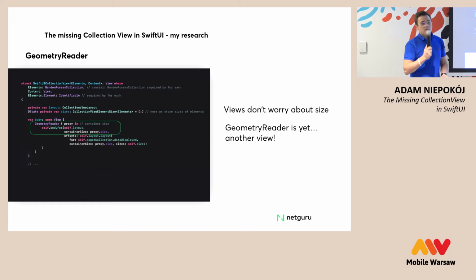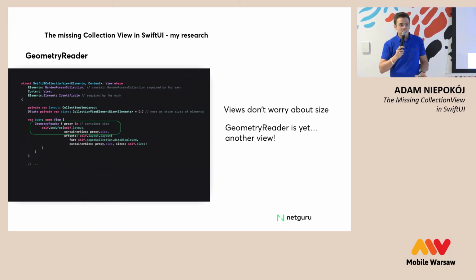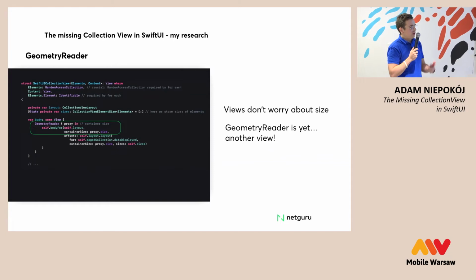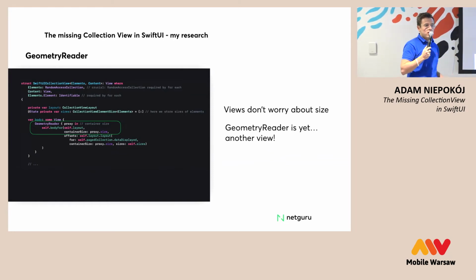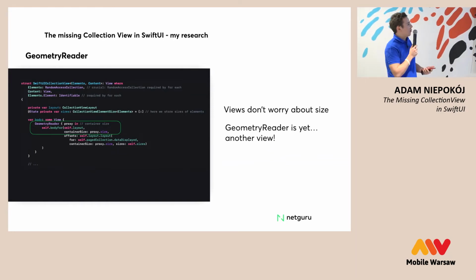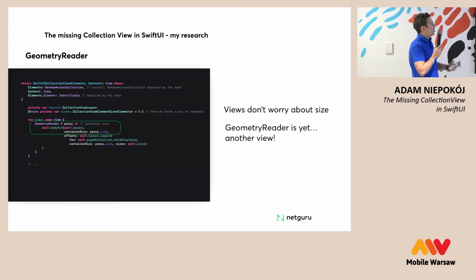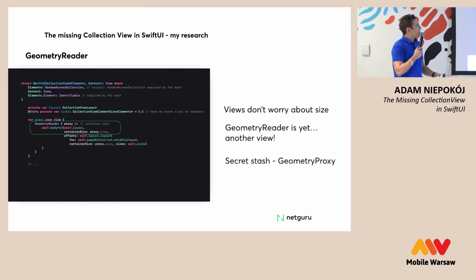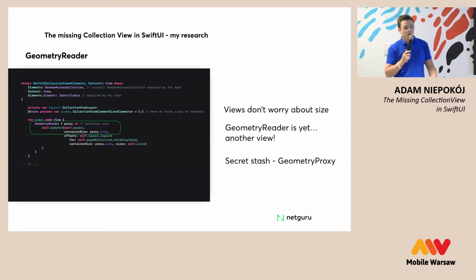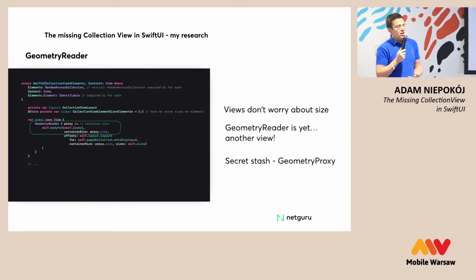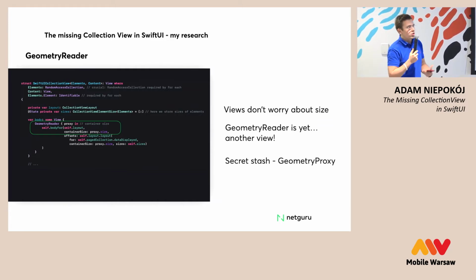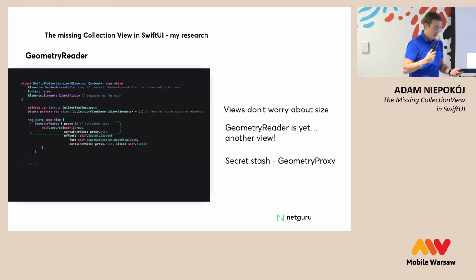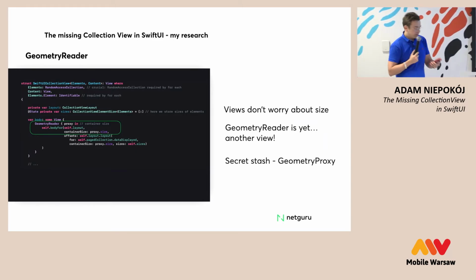GeometryReader is actually yet another view, a wrapper view. You may see that there is a self.body(for:) call, which is actually a call to a function that later generates the body of the collection view. But the most important thing is that GeometryReader has this secret stashed proxy, which is of type GeometryProxy. It basically reads the size of the child that the parent wants it to have, and we can manipulate it from there. So that's pretty useful.